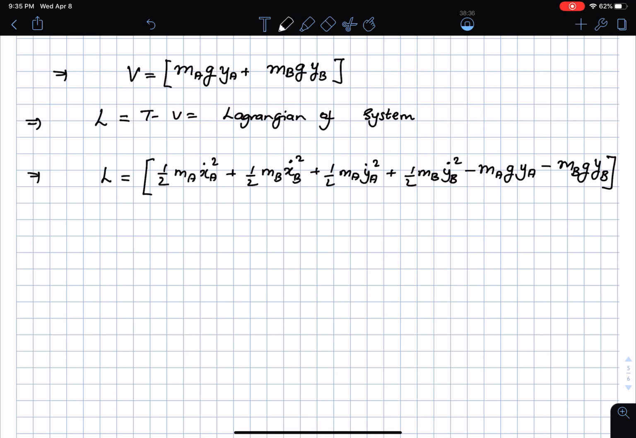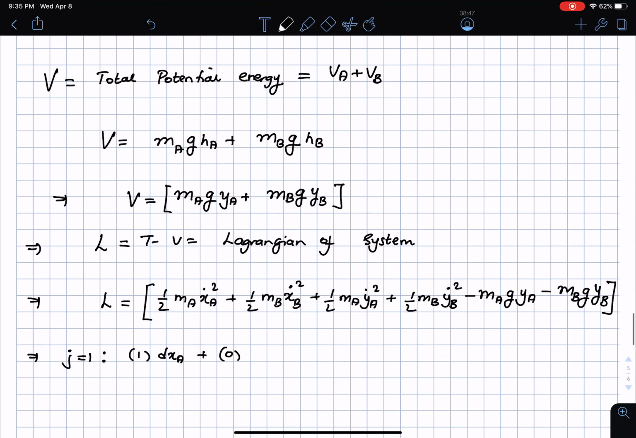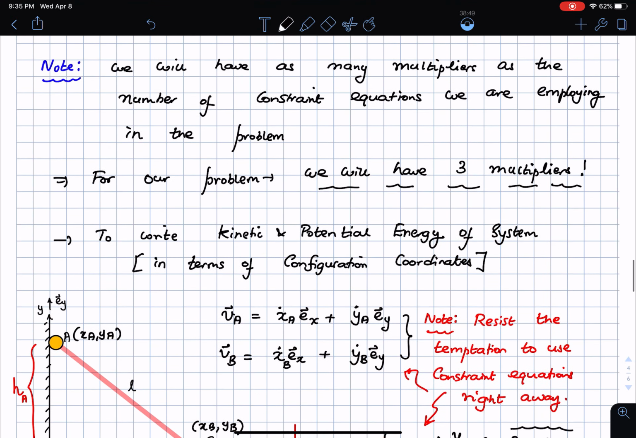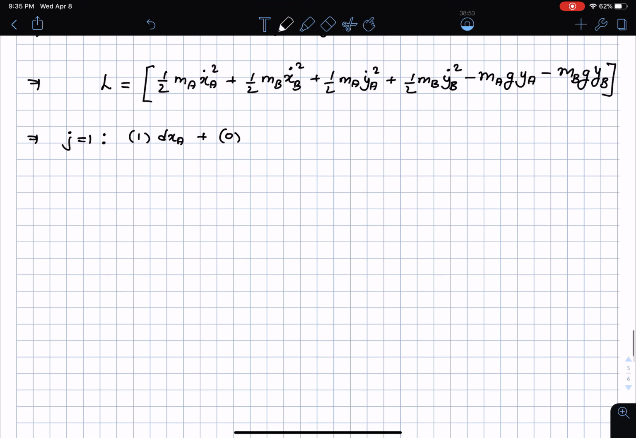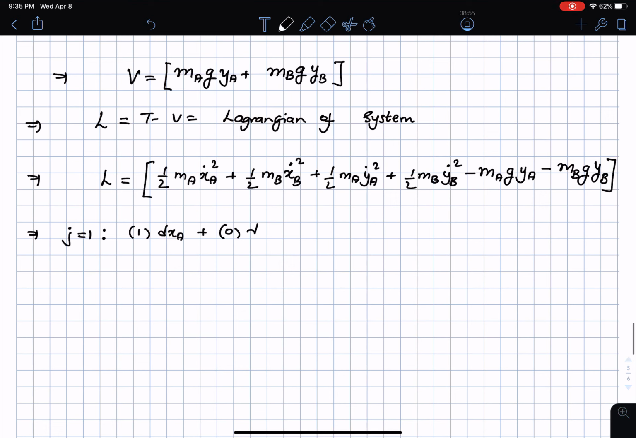Okay, constraint equations are the following. J is equal to 1 equation. I have 1 times dxa and then 0 times... I had it written in a particular order, so I want to continue that order, so I just want to go back, and so dya came next. Okay, so 0 times dya, then 0 times dxb, 0 times dyb is equal to 0.